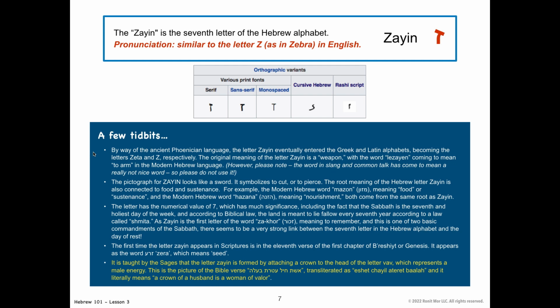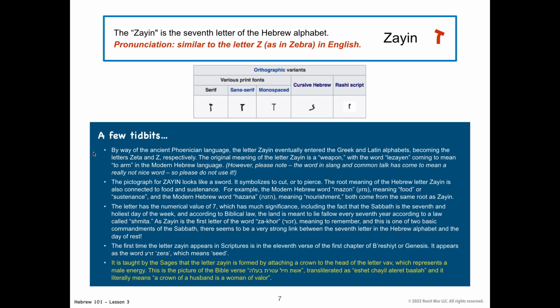As Zayin is the first letter of the word Zachor, meaning to remember, and this is one of 2 basic commandments of the Sabbath, there seems to be a very strong link between the 7th letter in the Hebrew alphabet and the day of rest. The first time the letter Zayin appears in scriptures is in the 11th verse of the first chapter of Bereshit. It appears as the word Zera, which means seed.